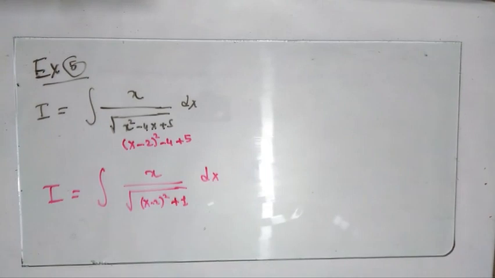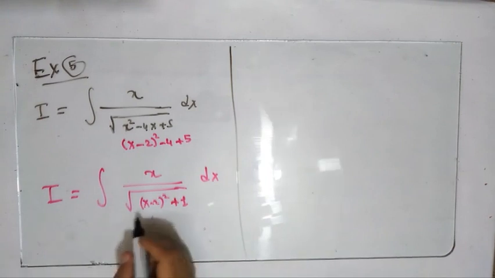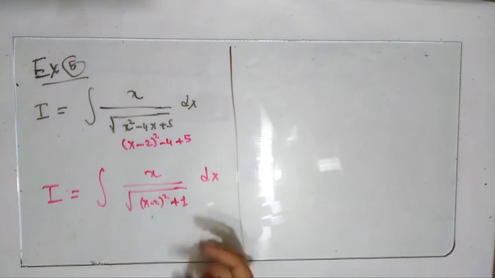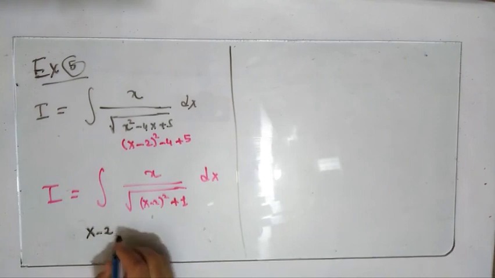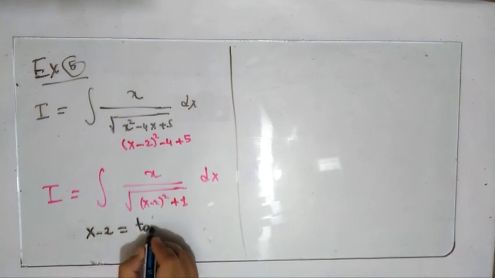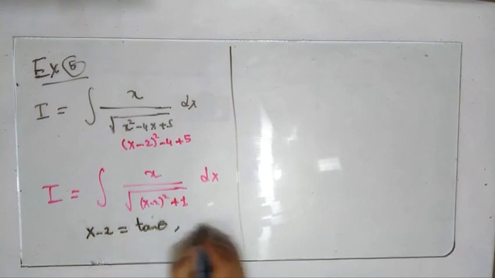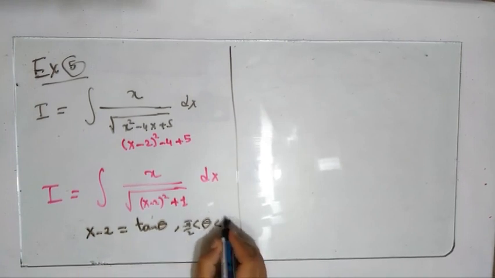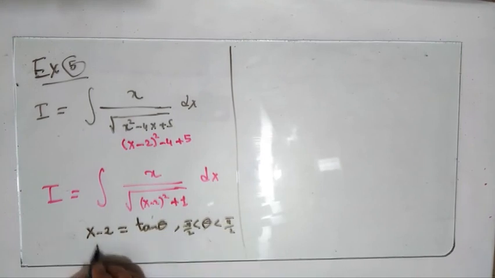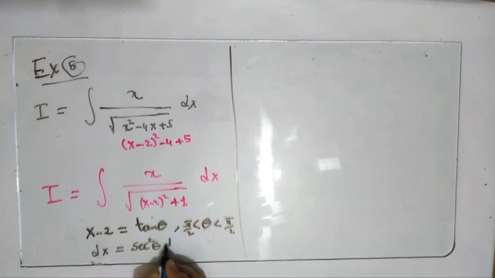And now you can easily think about x minus 2 as x. And since this is something squared plus something squared, we have to use the substitution x minus 2 equals tan theta, where theta is restricted between negative pi over 2 and pi over 2. Okay, so dx equals sec squared theta d theta.